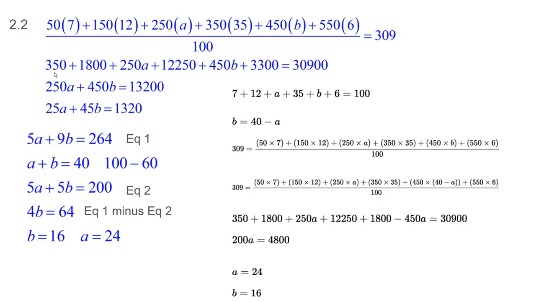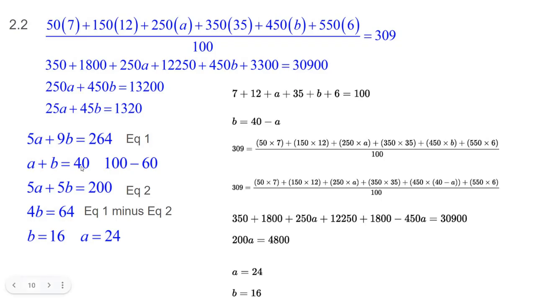I got all these numbers, and I added them all together, and I knew that they equaled the estimated mean of 309. So when I divide by 100, I get 309. Well, I take the 100 and multiply it by 309. I add up all these numbers and take it away from 30,900. I get 13,200. And then I divided everything by 10, I think, and then I divided by 5, and I got my first equation, 5A plus 9B. But I know all these numbers add up to 60, so A and B must add up to 40.